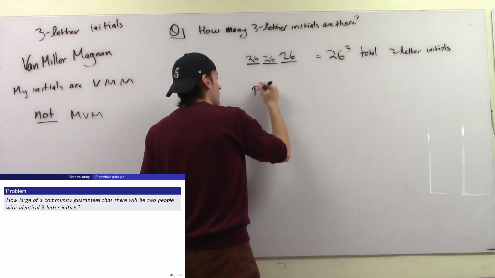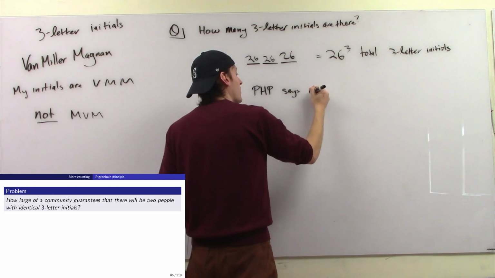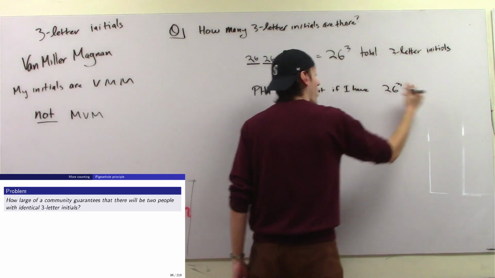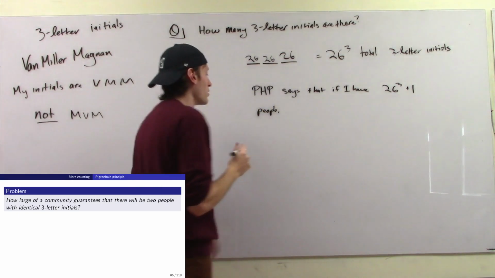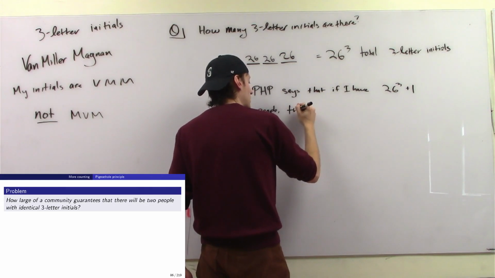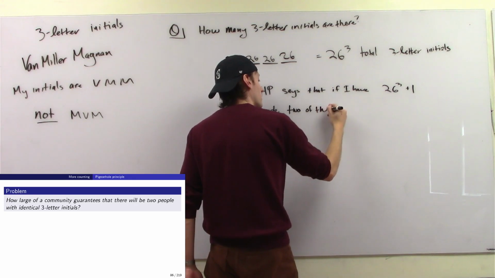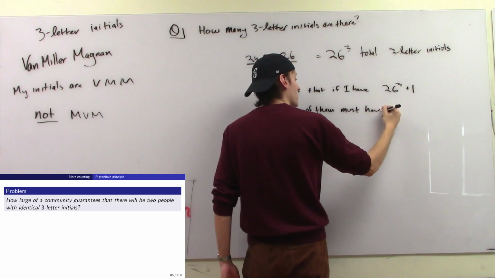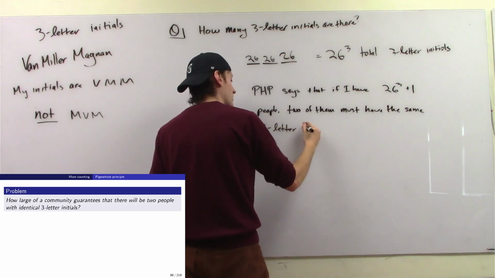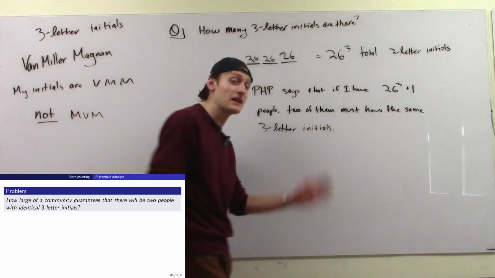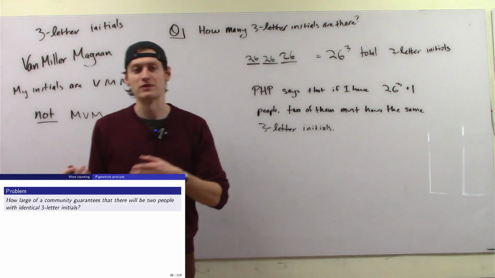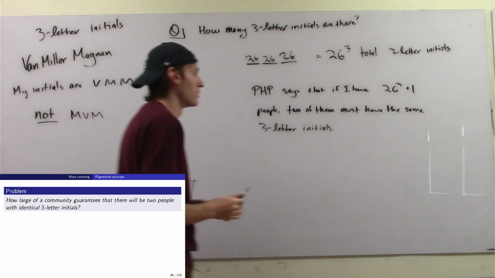But pigeonhole principle says that if I have 26 to the power of 3 plus 1 people, here my people are my pigeons, and the holes are going to be 3-letter initials. 2 of them, or really at least 2 of them must have the same 3-letter initials. Okay. And again, I'm not saying who these two people are, or if there are more than two people, or what these initials are. This is just a guarantee that two people have to have the same. And this is what pigeonhole principle gives us, at first glance. All right.